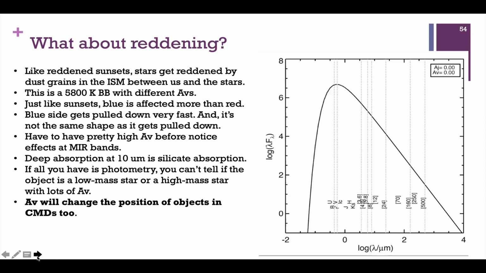The deep absorption that shows up at 10 micron is not a hole in the disk. It is a broad silicate absorption line. And if all you have is photometry, you can be fooled because you can't tell if the object you're looking at is a low mass star or a high mass star with lots of extinction. And that's part of why we have to be careful about only referring to our new YSOs as YSO candidates, because until we get spectroscopy, we don't know for a fact. And even if we get spectroscopy, we still might not know for a fact that they're young. So the important thing is that reddening is going to change the positions of objects in the color magnitude diagrams because it's going to change the shape of the observed SED.